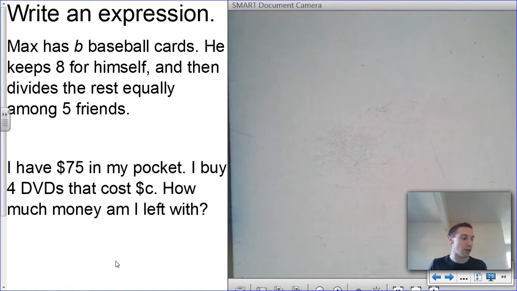We're going to start out on page 179 in our packets today. I have some sample problems that will help us with understanding how to do those problems on pages 179 and 180. So the first thing we're going to do right now is write an expression for this Max problem. Max has B baseball cards. He keeps 8 for himself and then divides the rest equally among 5 friends. So we're writing an expression, okay?